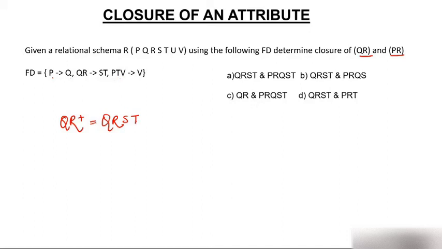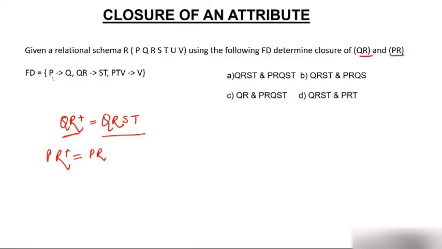PTV, I have T, I don't have P and I don't have V, so I cannot determine V. So only what I can do is that with the help of QR, I can determine only QRST. Fine. Again I use PR. So now I am finding the closure of PR. So PR will have PR.